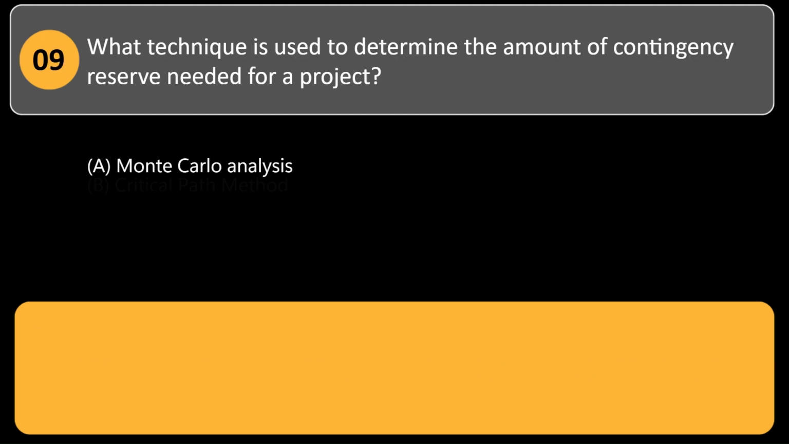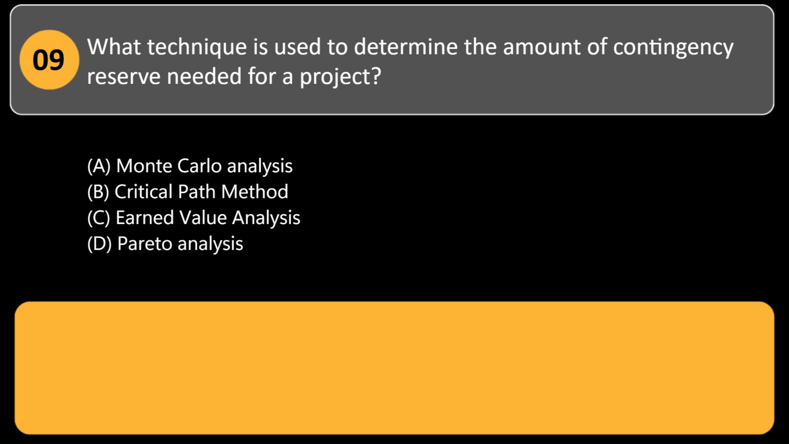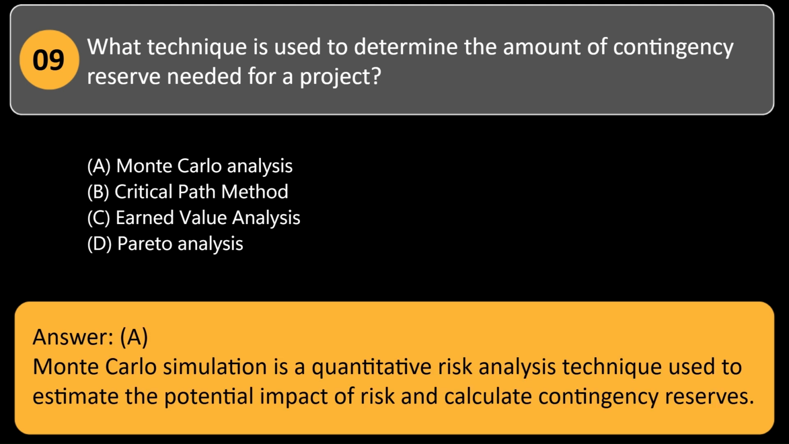What technique is used to determine the amount of contingency reserve needed for a project? A. Monte Carlo analysis. B. Critical path method. C. Earned value analysis. D. Pareto analysis. Answer: A. Monte Carlo simulation is a quantitative risk analysis technique used to estimate the potential impact of risk and calculate contingency reserves.